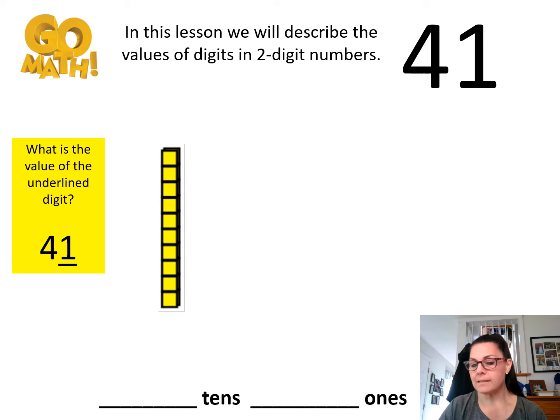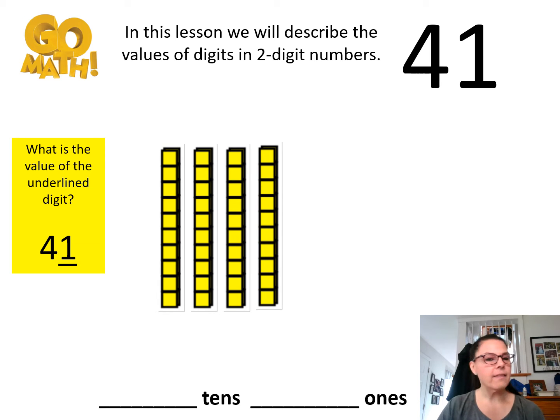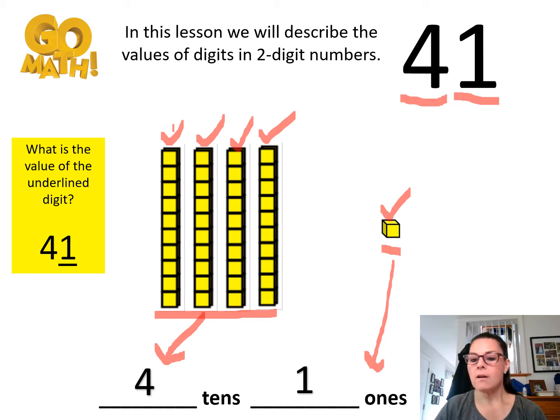And I can count by tens: 10, 20, 30, 40, and then what do I need? 1. 1 or 1 unit, right? There's 4 tens and 1 one. So I'm going to write that down there, 4 tens and 1 one. You see that? Here's my 4 tens, and I wrote 4 tens, and here's my 1 one. And you can see 10, 10, 20, 30, 40, 41. So my picture represents 41.